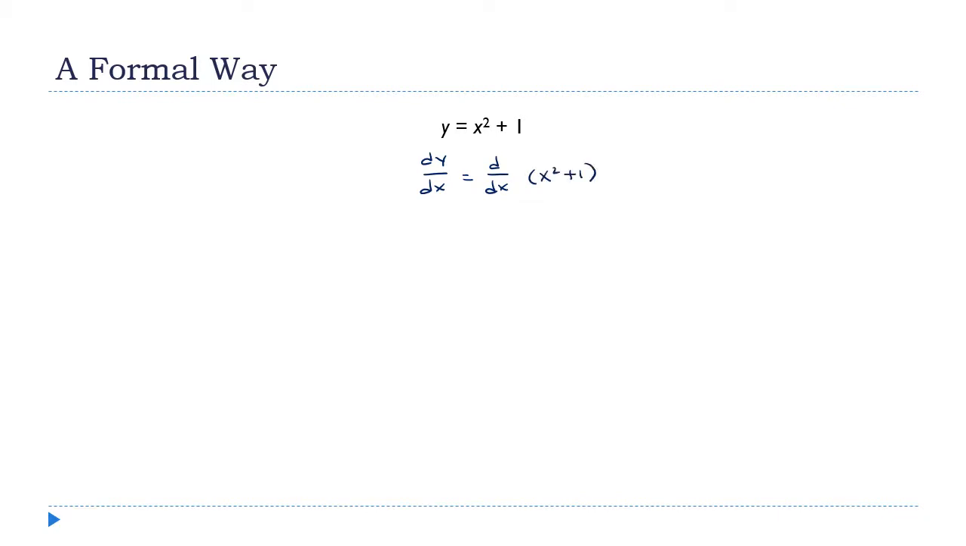Now, dy/dx we just leave alone. That's what I'm trying to find, the rate of change of y with respect to x. So dy/dx equals, and over here I'll just use my power rule. The derivative of x squared is 2x, the derivative of 1 is 0, and there's my answer. Sometimes we'll write this y prime equals 2x. This is the logic that I'm going to use when I'm trying to do derivatives of things that I can't necessarily solve for y.